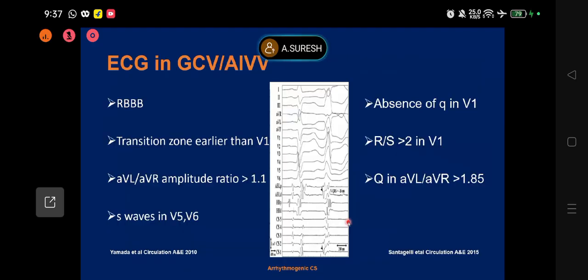ECG typically, by Yamada et al., shows transition earlier than V1, an AVL by AVR ratio of more than 1.1, and an S wave in V5, V6. Whereas Santangeli et al. showed absence of Q in V1, RS greater than 2 in V1, and a Q in AVL by AVR ratio of more than 1.85. There are some contrasting things, but whenever you see a patient with RBB and inferior axis, with lead AVL negative, think that you must map the coronary sinus.